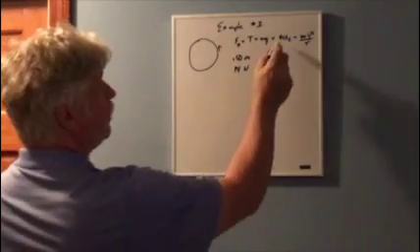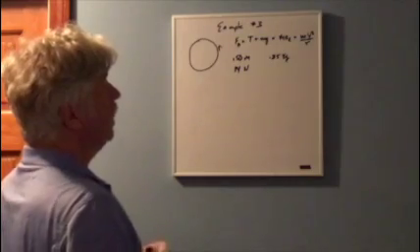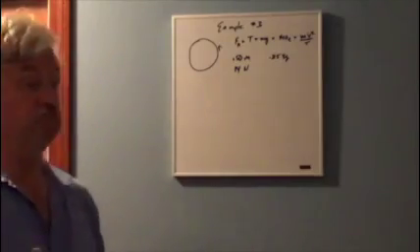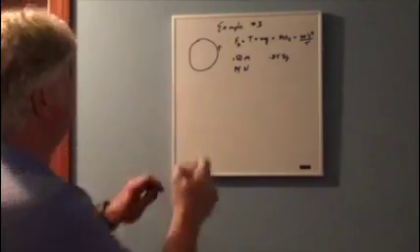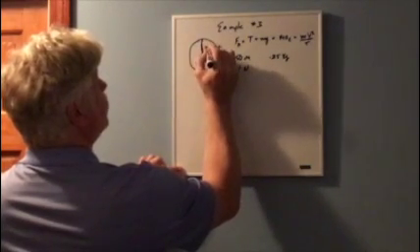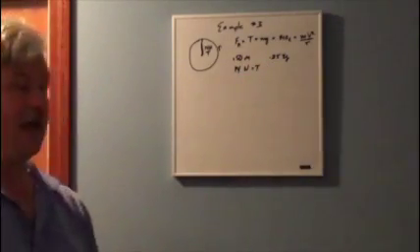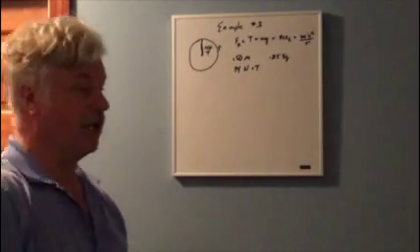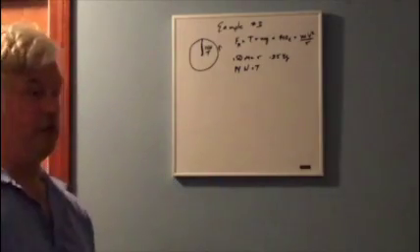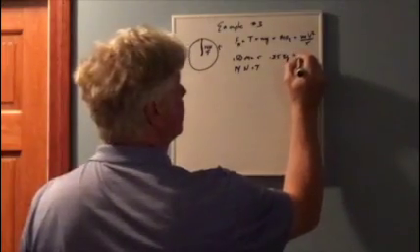F net equals m a_c, which is centripetal acceleration, and that equals mv squared over r. So the string here that's holding the ball can hold 14 newtons of tension, so this is going to be T. And it's swinging around at 0.5, so this is our radius, 0.5 meters. And this is our mass.